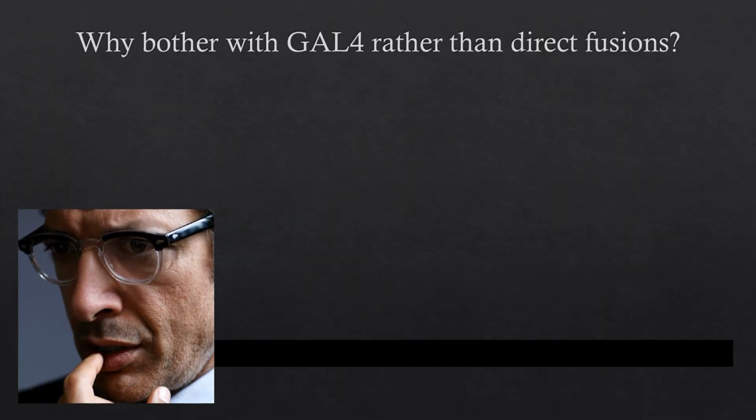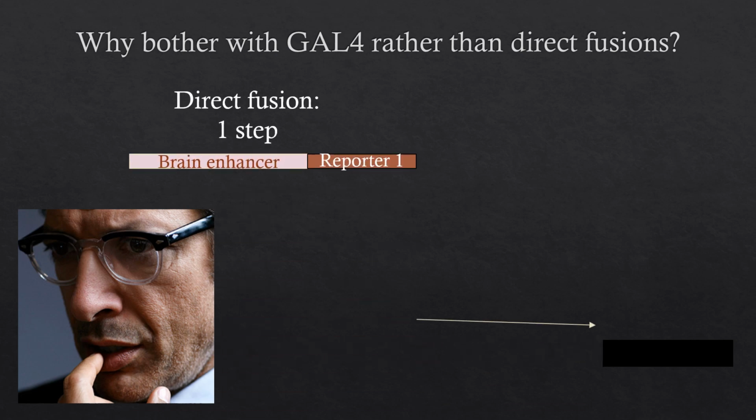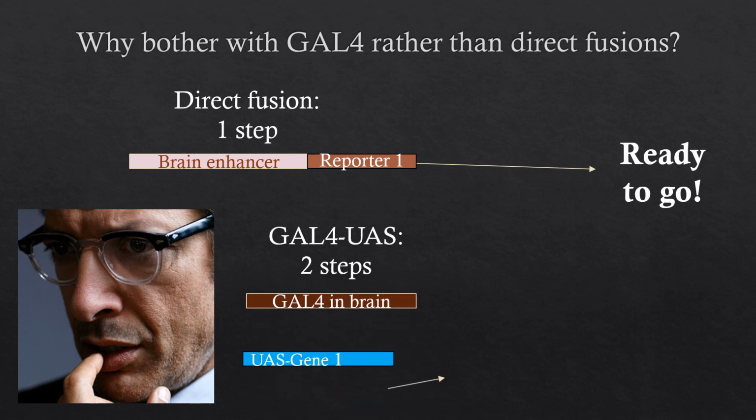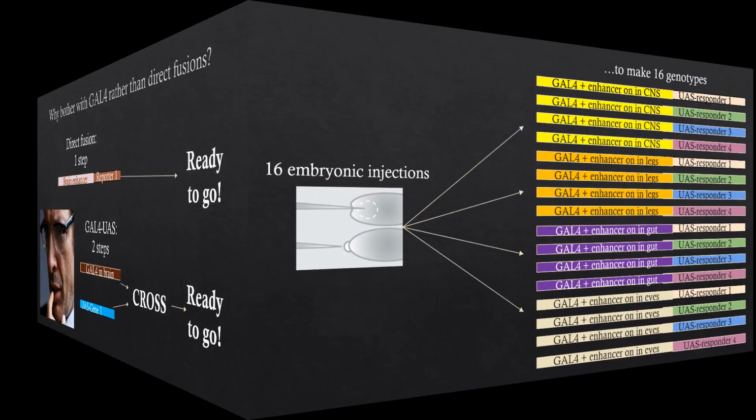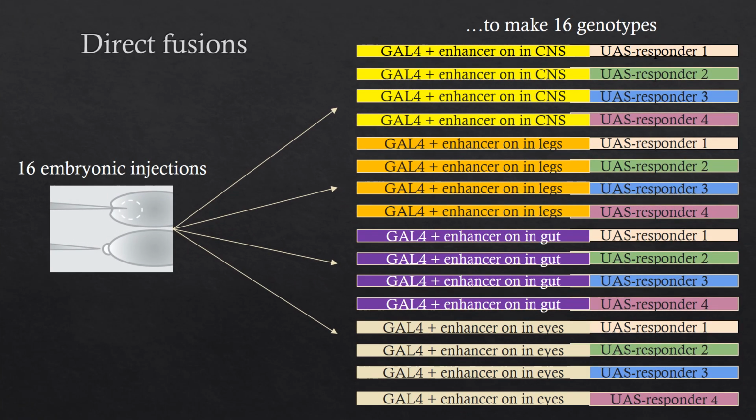So, why bother with separating the GAL4 and UAS components of this system? Isn't that just creating more work? Let's say we wanted to study the interaction of 4 enhancers with 4 responders. We would have to create 16 direct fusions by embryonic injection. This is a time-consuming and expensive process that also requires knowledge of the enhancer being studied.